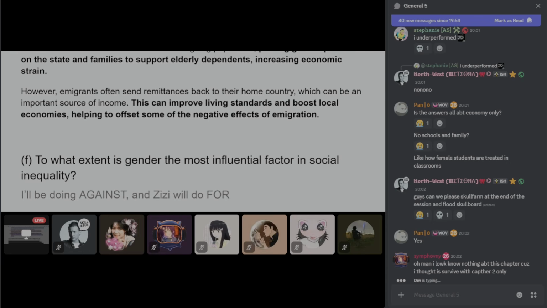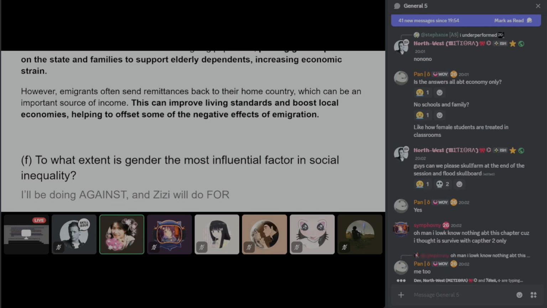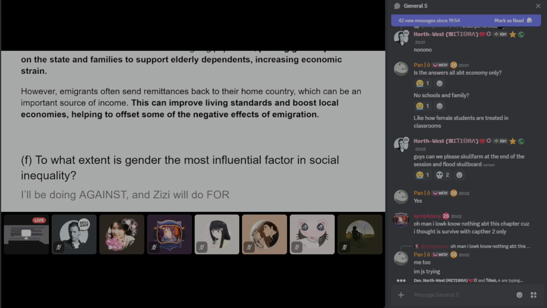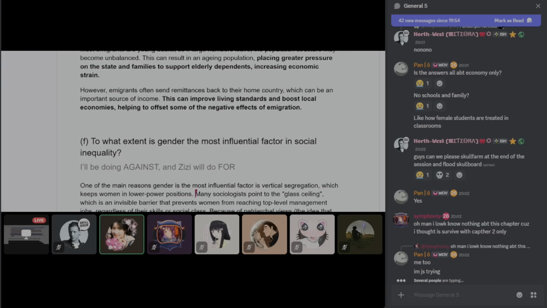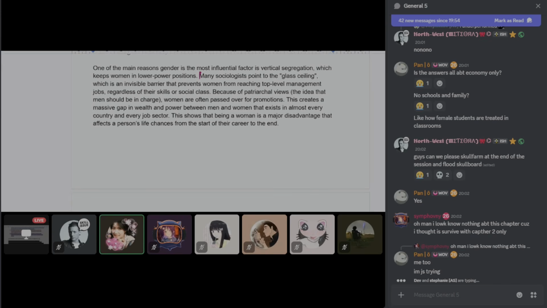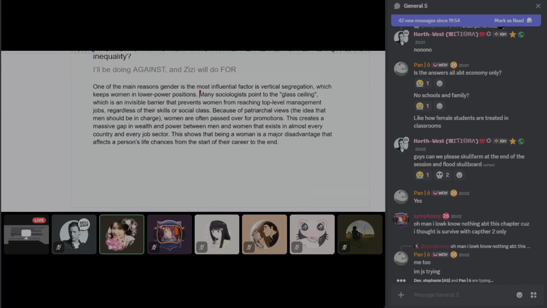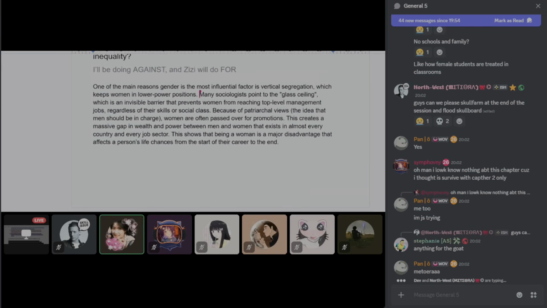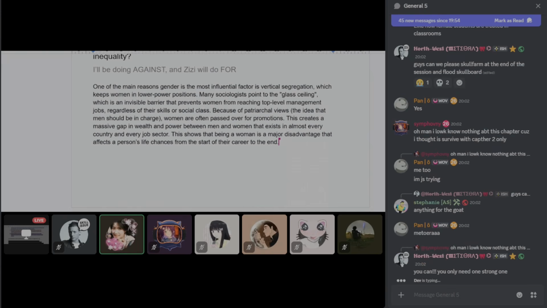Right, so let's get to the four answers. So, can you scroll down, please? Meteora, can you scroll down, please? All right. So for my first reasoning, one of the main reasons gender is the most influential factor is vertical segregation. Now, can anyone tell me what this means?